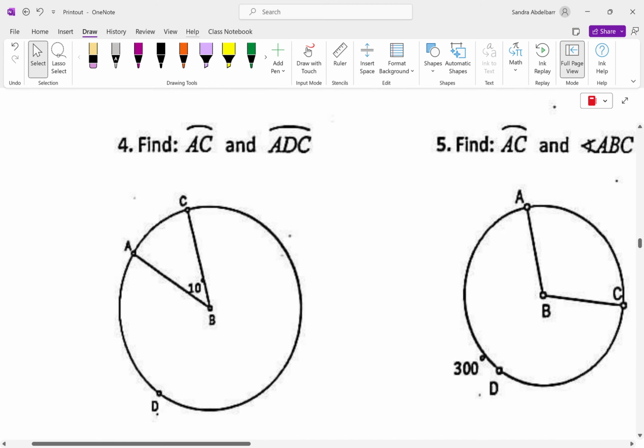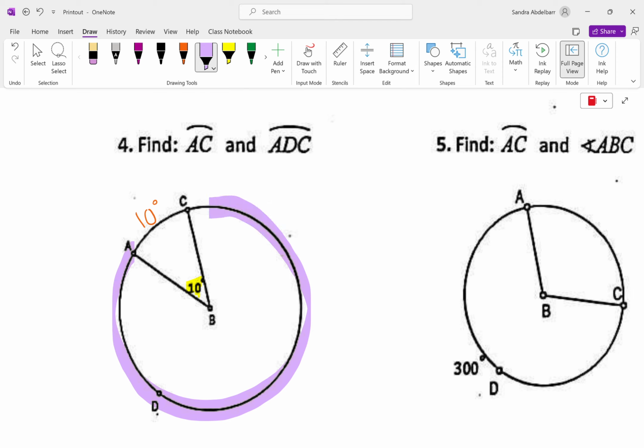Okay, so now we're going to work with minor and major arcs. So here I want to find arc AC and arc ADC. I do have labeled that the central angle ABC is 10 degrees. Well, if central angle ABC is 10 degrees, that means minor arc AC is 10 degrees. And then you tell me, how would I find how many degrees the major arc is going to be. Casey? You got it. We're going to do 360 minus 10, and that will give us 350 degrees for the major arc.